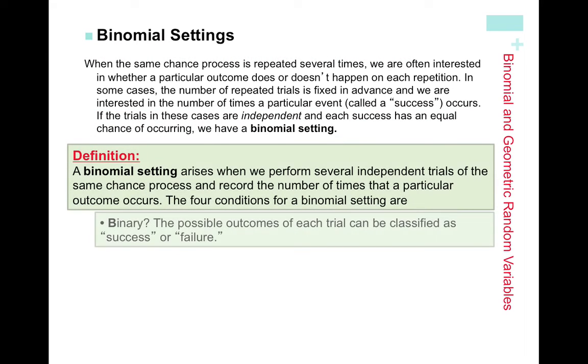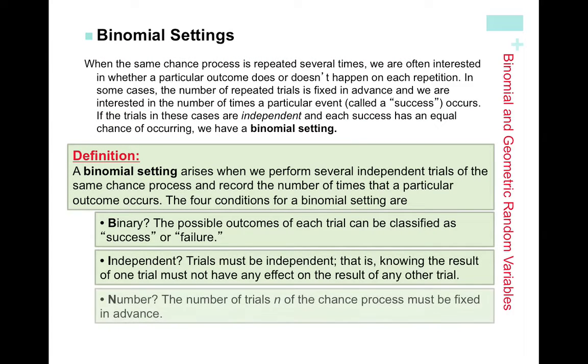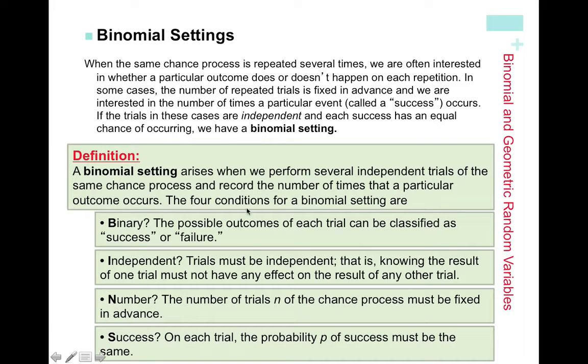Alright, when we talked about the binomial distribution, we defined it, the variable had to meet these requirements. So it was this BINS. It had to be binary, so each outcome was a success or failure. It had to be independent, so the trials must be independent, so knowing the result of one trial must not have any effect on the result of another trial. The number of trials was fixed in advance. We had a fixed number of trials, and then the success in each trial, the probability of success must remain the same.